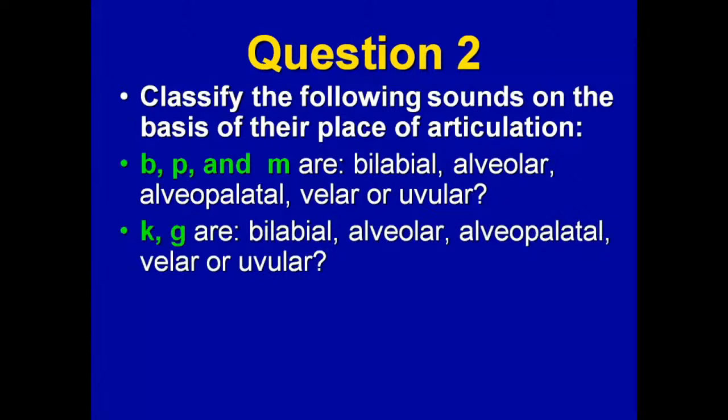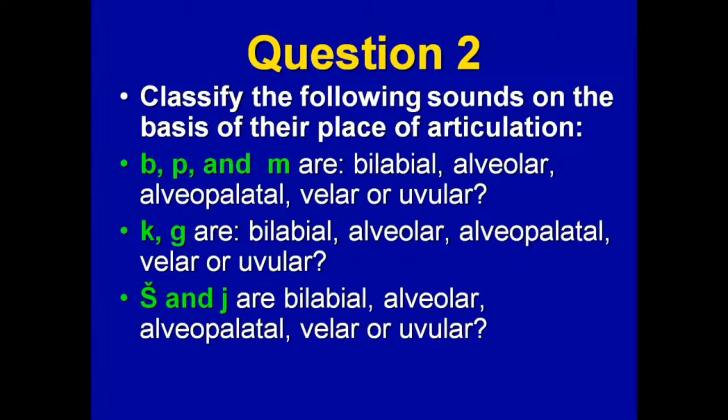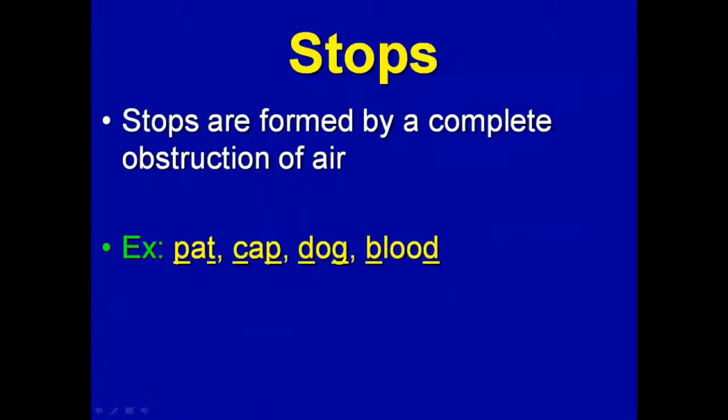K, g. Are they bilabial, alveolar, alveopalatal, velar, or uvular? We have got sh and j. Are they bilabial, alveolar, alveopalatal, velar, or uvular? Same thing for q. Is it bilabial, alveolar, alveopalatal, velar, or uvular? Just remember what we have said concerning the description of different sounds, and we will automatically find the right answer.